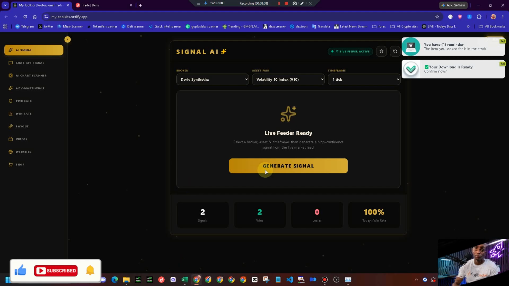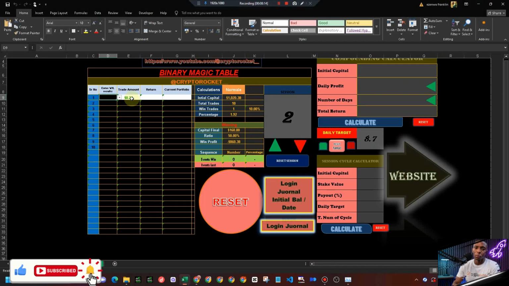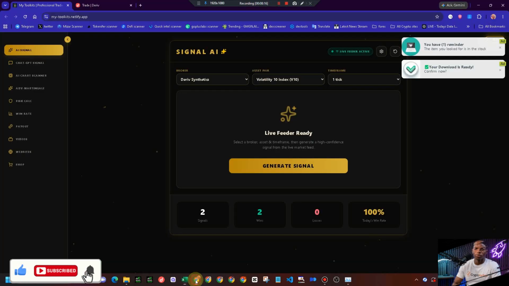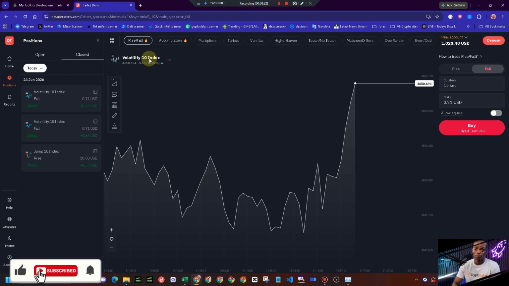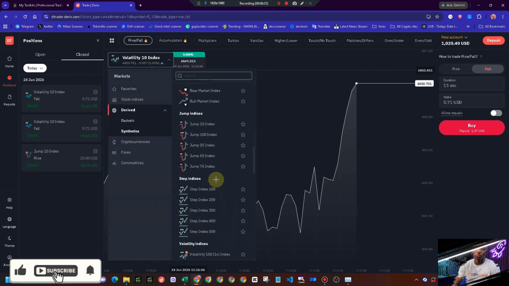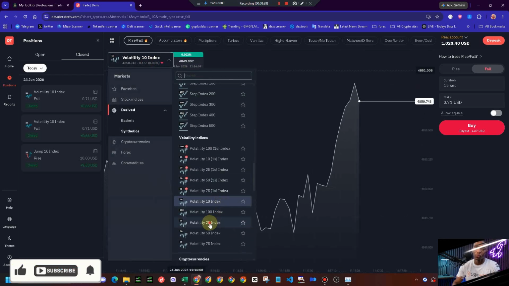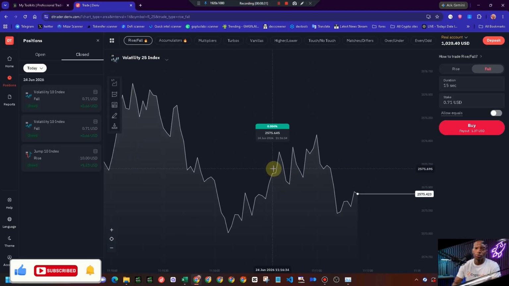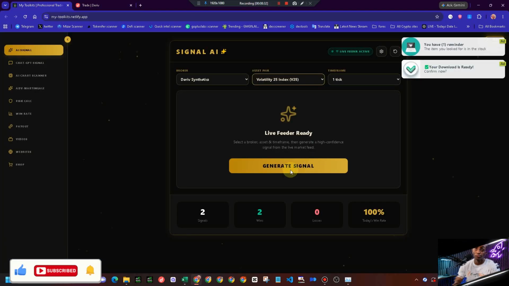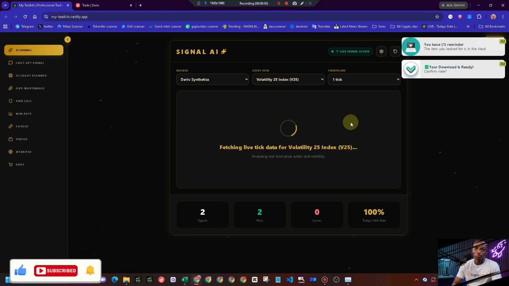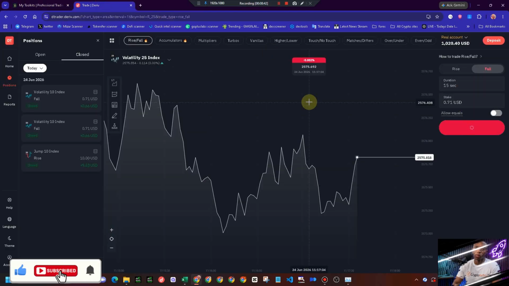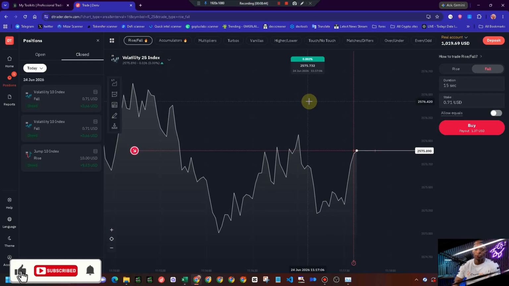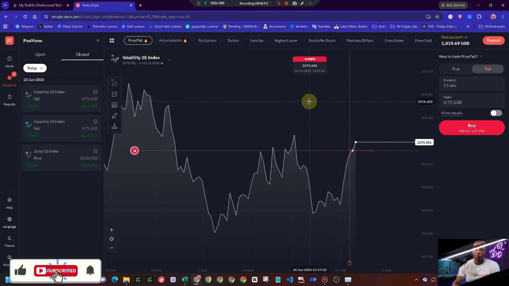And so if we go back and we generate another one, let's check if we still have 0.71. So if we go back and generate another one, let's change this to 25 index. So we select 25 index, and we generate signal. So let's see, it's giving us down too. So we sell. So let's see what this one is going to give us. If it gives us sell.